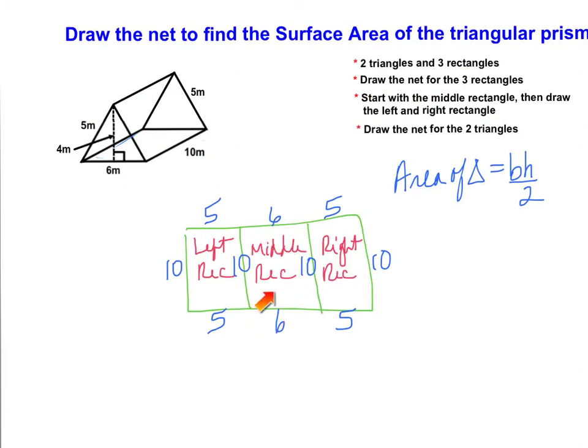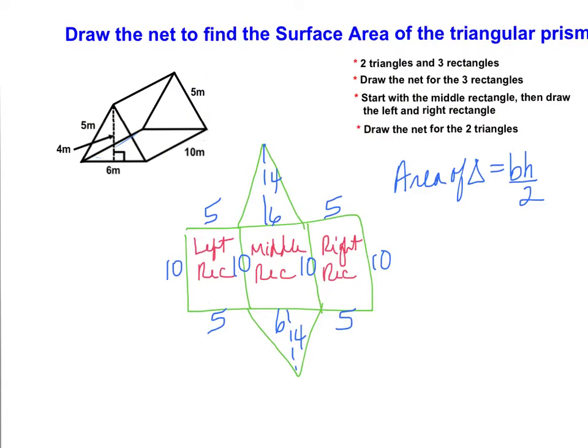So this is where my triangle's going. So I'm just going to draw that exact type of triangle. Doesn't have to be perfect, I'm just drawing the triangle. And again, I'm drawing the base and the height. So here's my height, that dotted line, and it's 4. Here's my height, and it's 4. So I drew my whole net for the surface area. So let's go ahead and find the surface area.